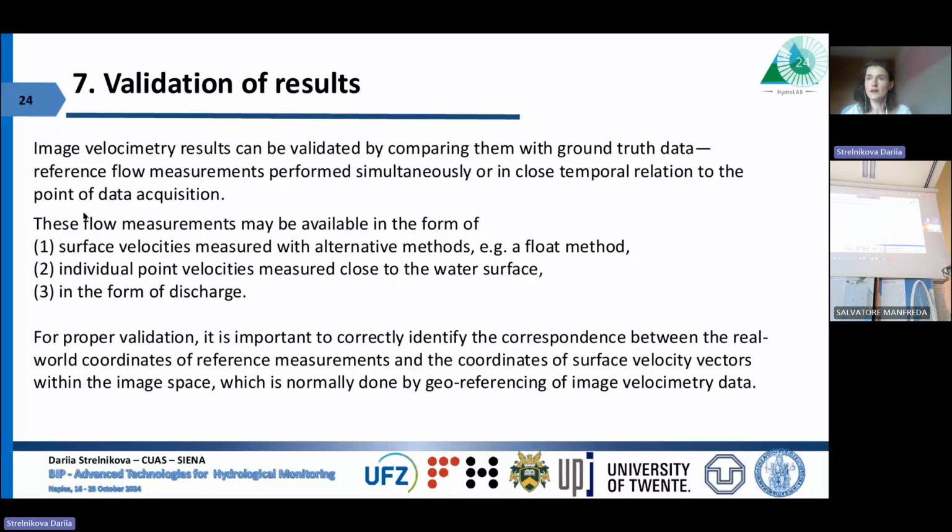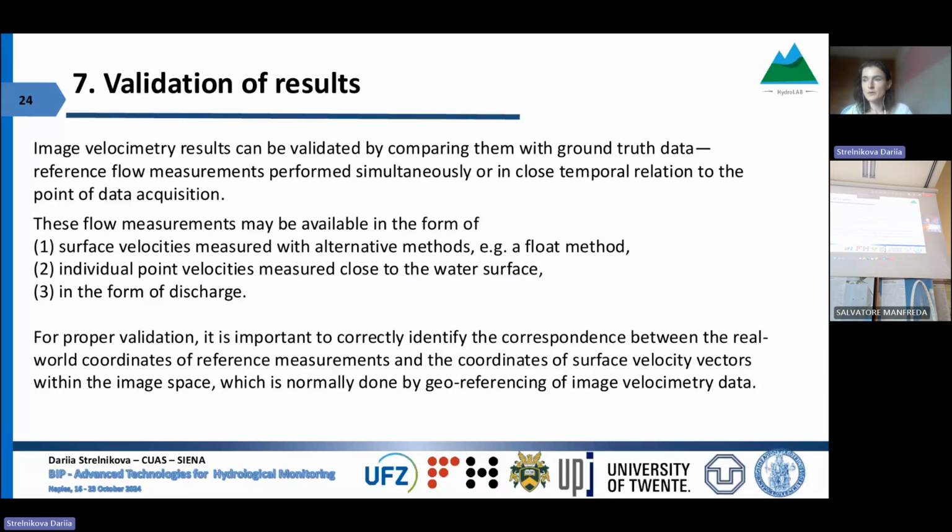And for the validation, except for the optical approach, we may have some reference measurements at the same time where we record our data. These can come as surface velocities measured with some other method, like a float method. This can be velocities measured close to the water surface, either as points or as transects with an acoustic Doppler current profiler, or we can have discharge. So all of this we can use to compare with our results.